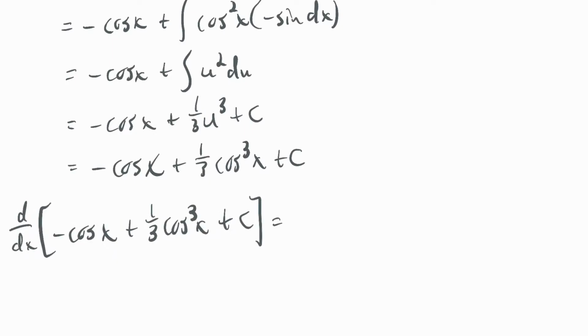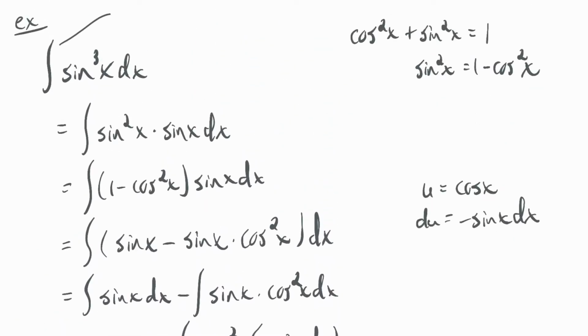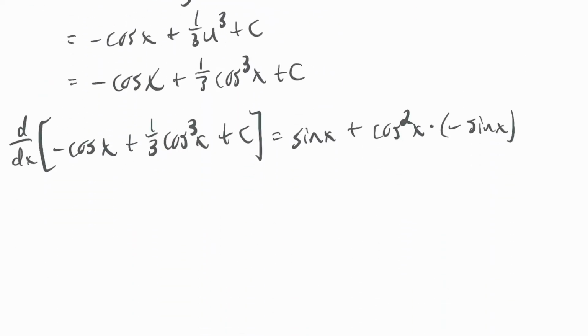The derivative of negative cosine x is sine x. It's easy, right? Plus, if I apply the power rule and the chain rule, this is going to be cosine squared x times negative sine of x, plus 0, of course. You might say, okay, how is that sine cubed? We didn't get sine cubed, right?